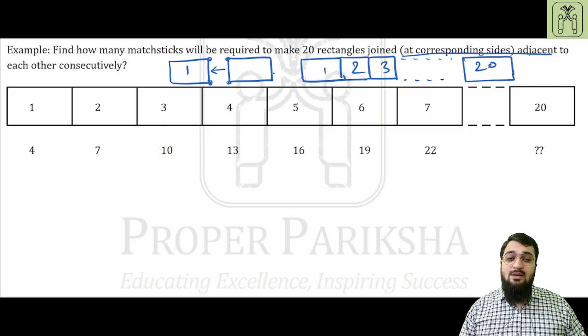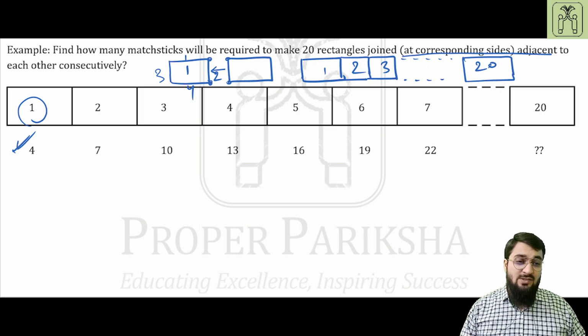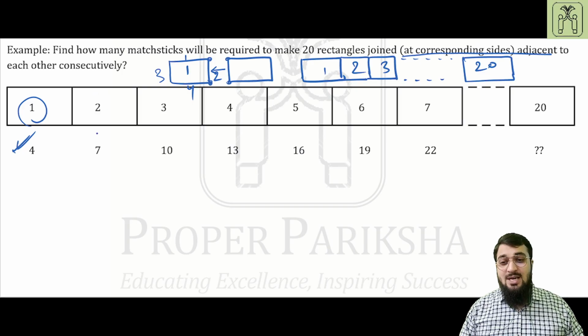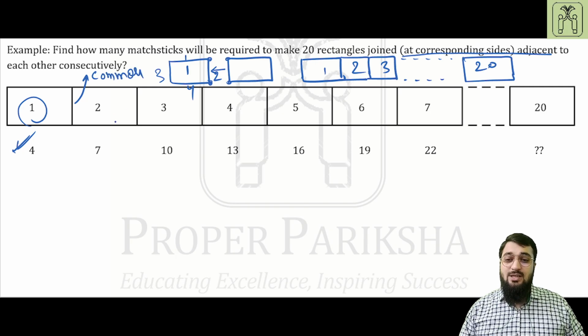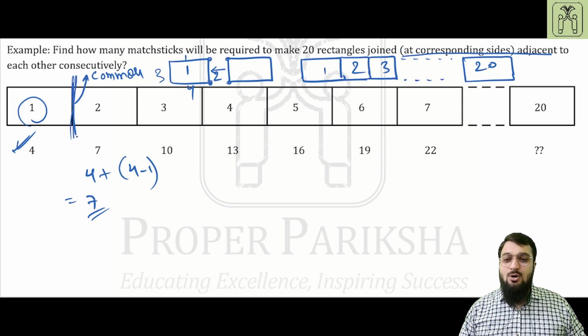So one rectangle is made by using 1, 2, 3, and 4 matchsticks. So one rectangle is made up of 4 matchsticks. But when we make another rectangle that is joined at corresponding sides adjacent to each other consecutively, we have one matchstick less used because this one is common to both the rectangles. So we will use 4 plus 4 minus 1, that is 7. I hope you understand that, because this particular matchstick is common to both of them.